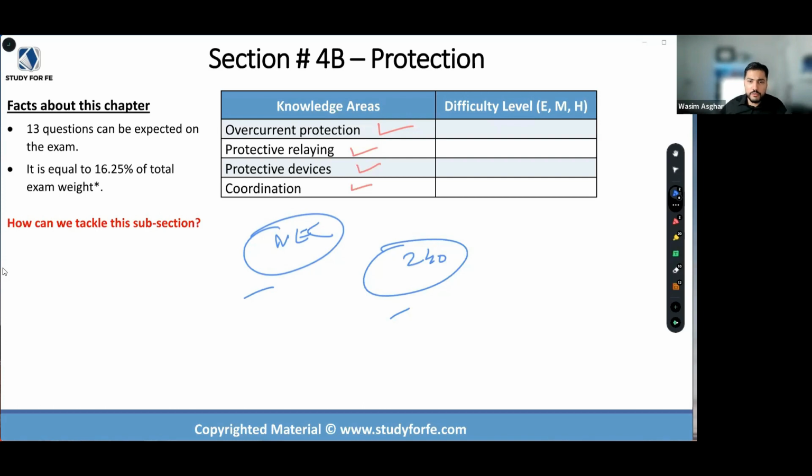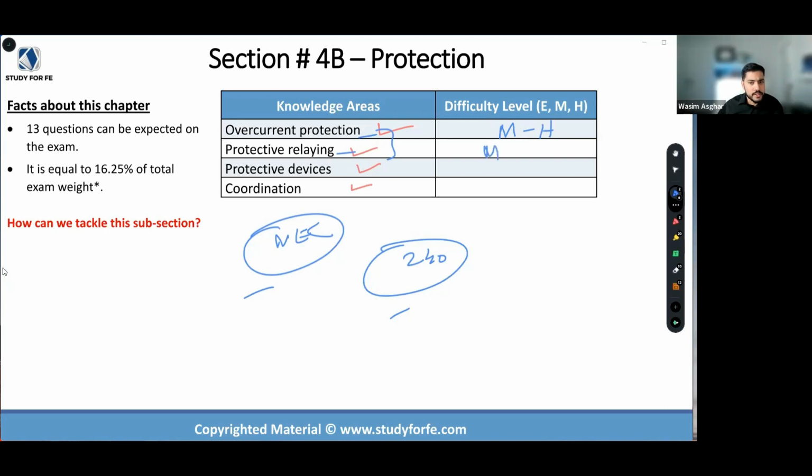Okay, so how about we rate these? Let's say overcurrent protection, let's include differential and distance in this as well. So how is this? Medium to hard. Okay. Protective relaying, which essentially is the same thing here, has more to do with communication. So I covered this in the on-demand in a little bit more detail.